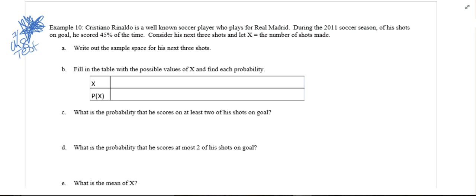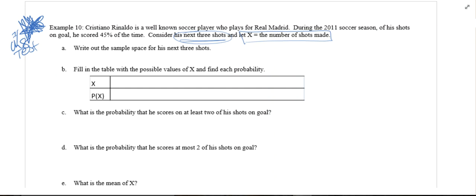Okay, Cristiano Ronaldo is a well-known soccer player that plays for Real Madrid. During the 2011 soccer season, of his shots on goal, he scored 45% of the time. Consider his next 3 shots, and let x equal the number of shots made. So he's going to shoot 3 times.